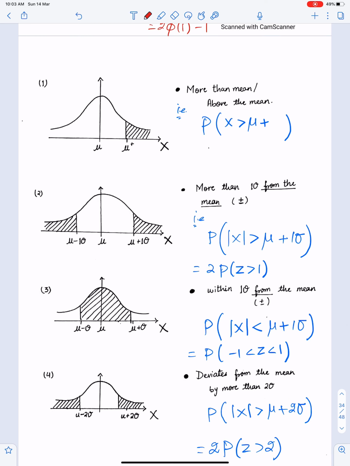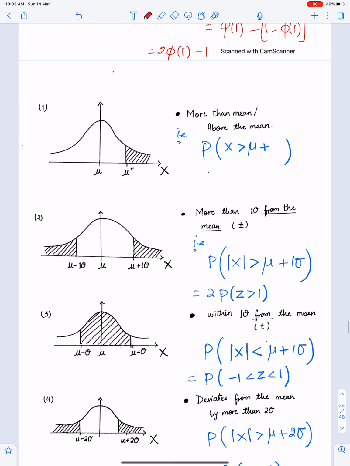If this is 1 standard deviation above the mean, for example, then you need to write this as x greater than mu plus 1 sigma. That's it. Don't write modulus here.